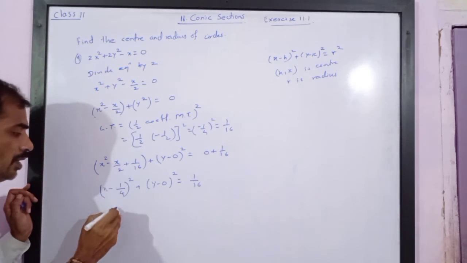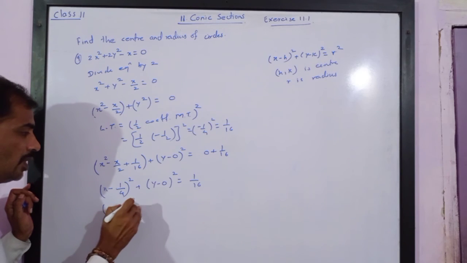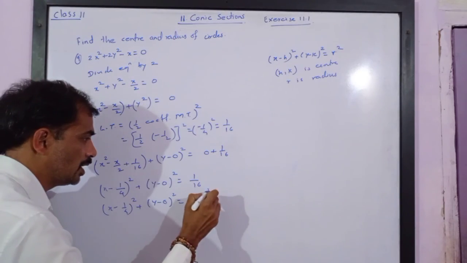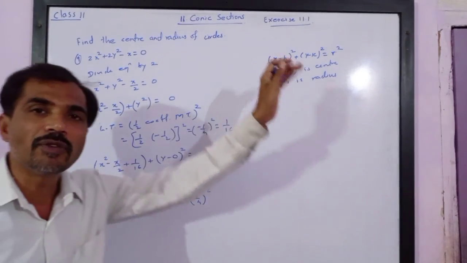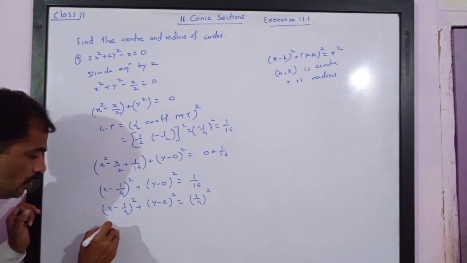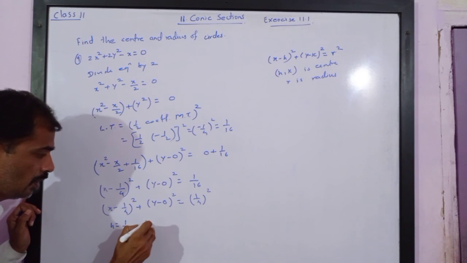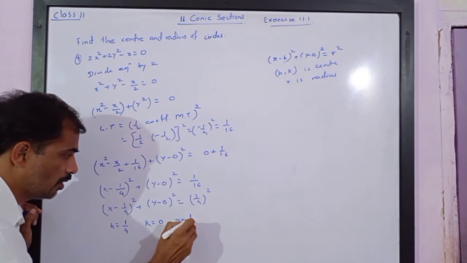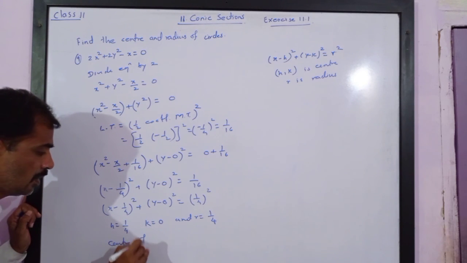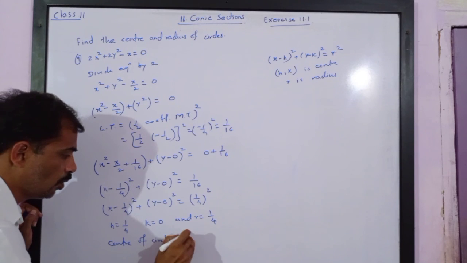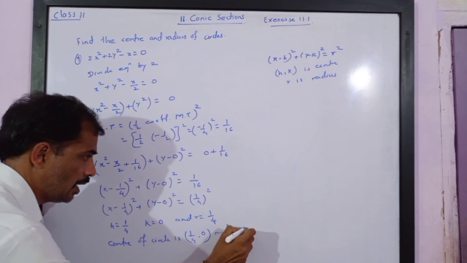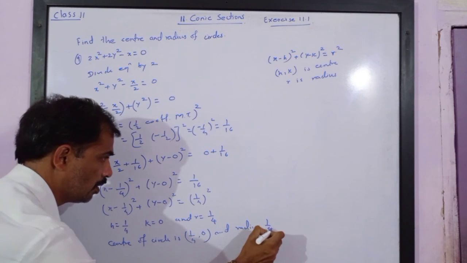Now this is nothing but (x minus 1 upon 4) bracket square plus (y minus 0) bracket square is equal to (1 upon 4) bracket square. Now if you compare with the standard form of the equation of the circle, you will get h is equal to 1 upon 4, k is equal to 0 and r is equal to 1 upon 4. It means the center of the circle is (1 upon 4, 0), and the radius is 1 upon 4.